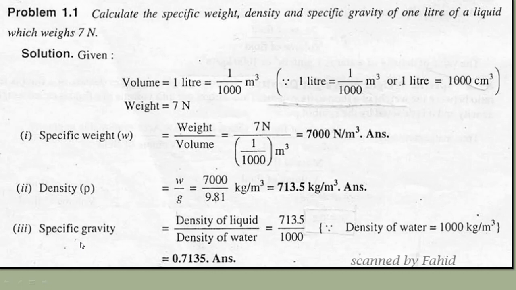Then specific gravity. Specific gravity is equal to density of liquid divided by density of water. So it's 713.5 divided by 1000. Density of water is equal to 1000 kg per meter cube.